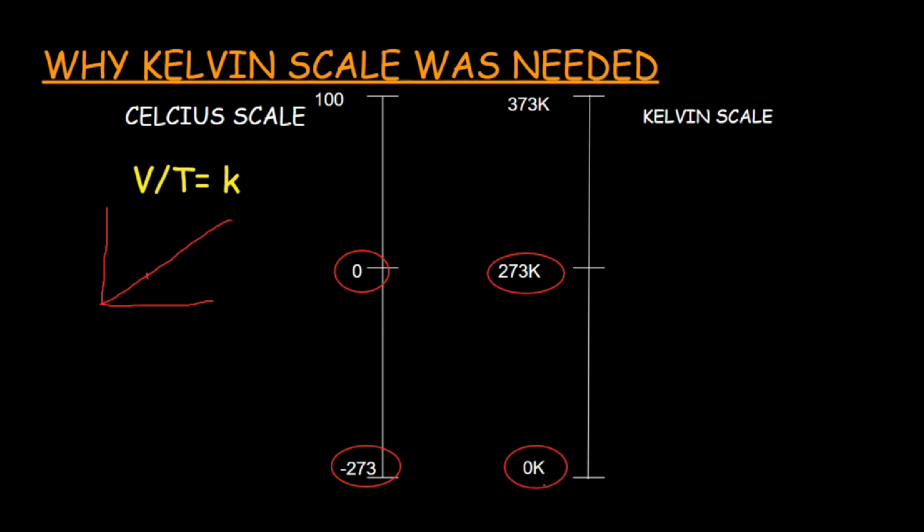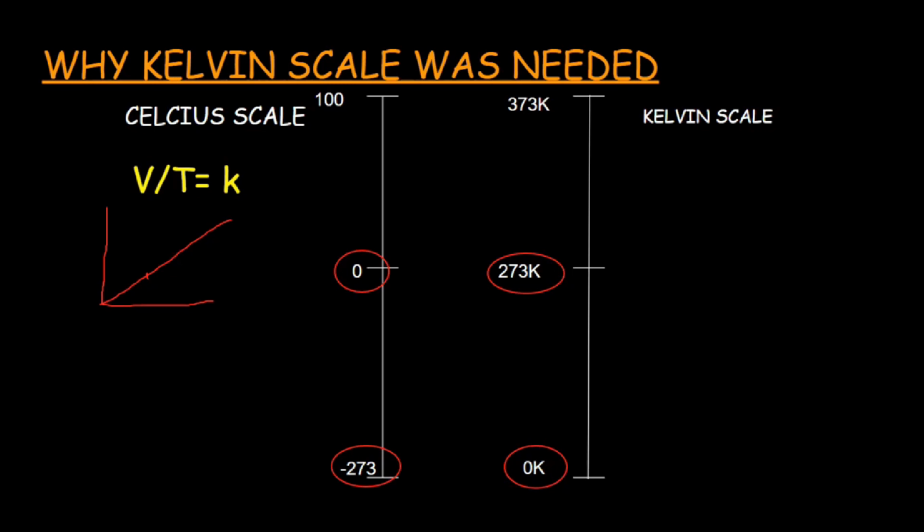And this 0 Kelvin, as I have discussed earlier, minus 273 degrees Celsius was a temperature where volume becomes equal to 0. So it is translated as 0 Kelvin in Kelvin scale. So 0 Kelvin is a temperature when the volume becomes equal to 0. So this 0 Kelvin or minus 273 degrees Celsius is known as absolute zero temperature, right?